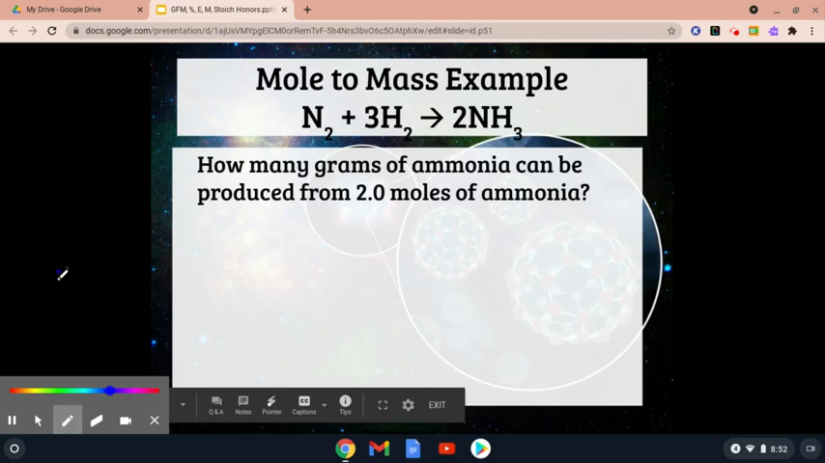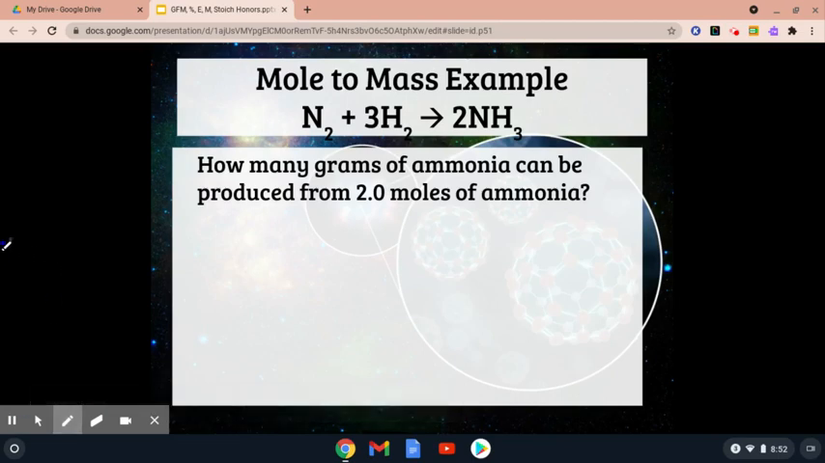Okay, so for this example, it says how many grams of ammonia can be produced from 2 moles of ammonia. So you always write down what's given.